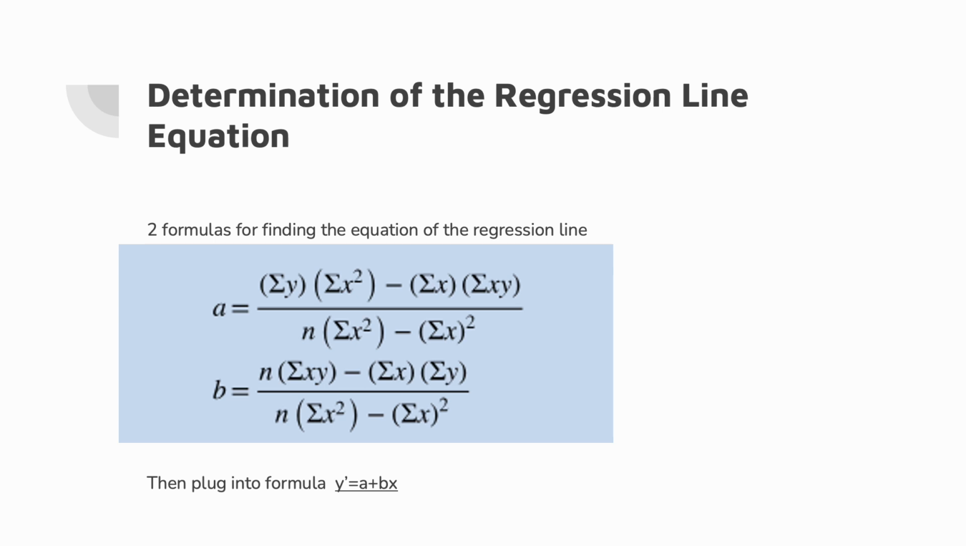Now, the two formulas for finding the equation of the regression line are, for a, you have the sum of y times the sum of x squared minus the sum of x times the sum of xy, over n times the sum of x squared minus the sum of x, squared. And for the b variable, you have n times the sum of xy minus the sum of x times the sum of y, over n times the sum of x squared minus the sum of x, squared.